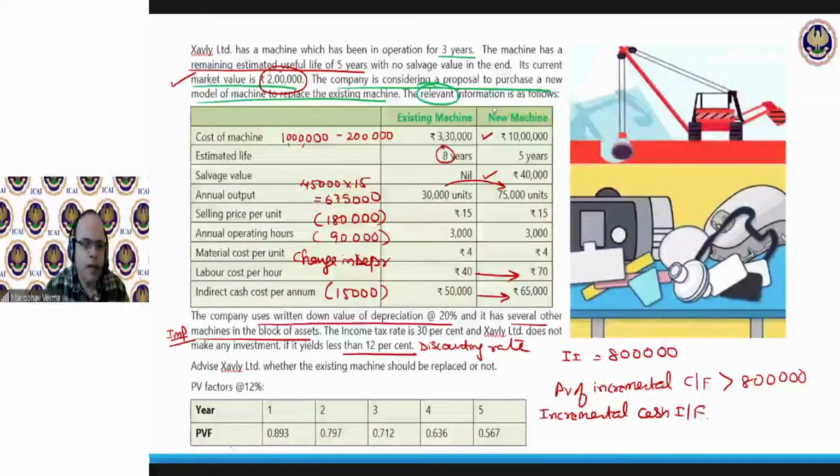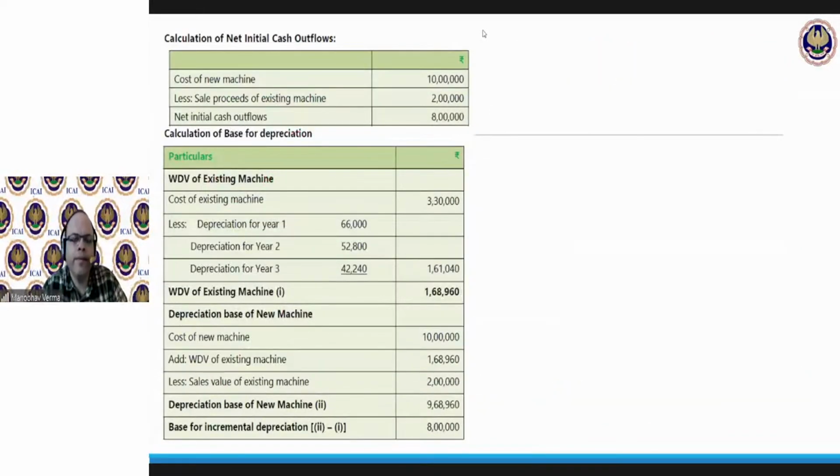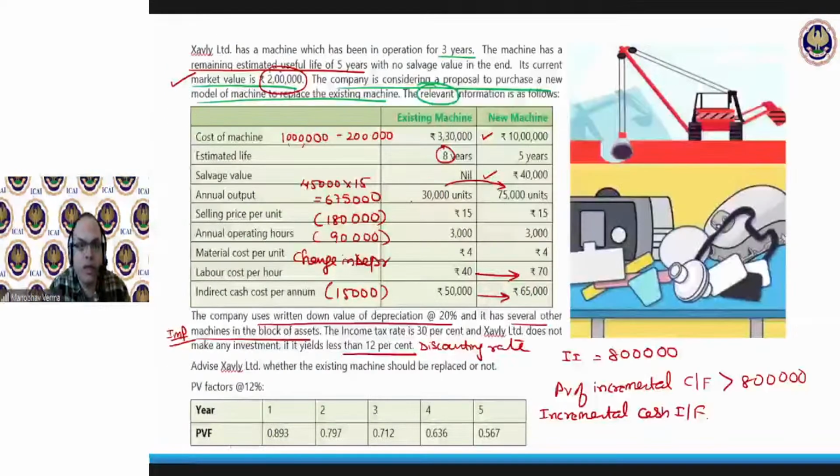Okay. So let's try to do that. Give me a quick second. Yes. So here we are looking at our overall computation in terms of the initial cost we discussed of 8 lakhs. Now, if we are looking at incremental depreciation, what we need to consider is the WDV of the existing machine. The cost of the existing machine is 3,30,000. That's very, very important for us. That's given to us.